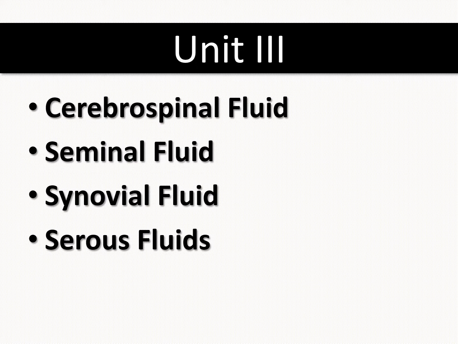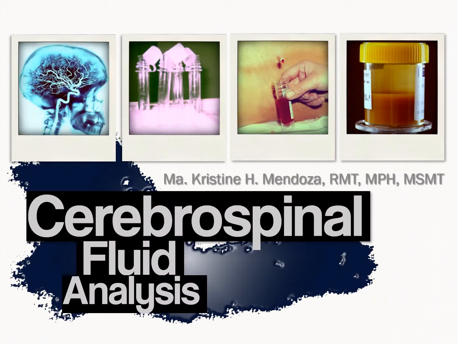Since you are enrolled in analysis of urine and body fluids and we have already finished the study of urine and its diseases, this unit will actually cover the first group of body fluids, namely cerebrospinal fluid, seminal fluid, synovial fluid, and the serous fluids. In this lecture video, we are going to talk about cerebrospinal fluid or CSF analysis. CSF is the third major fluid of the body following the blood and urine.